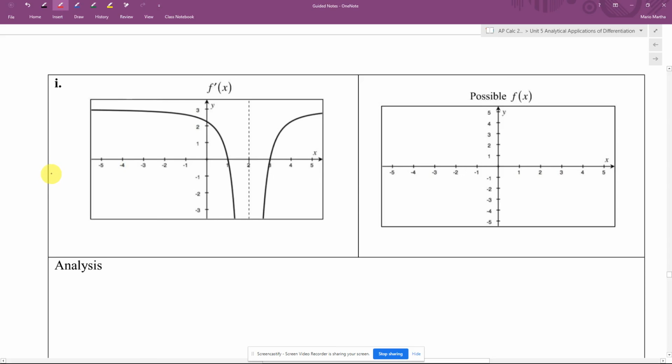So looking at example I of f prime of x, we have the graph here, and again we're going to be drawing the possible graph for f of x. So starting with our analysis, we're going to see where f prime of x is greater than 0, meaning it's positive. So we're going from negative infinity until it reaches positive 1 right there. So on the interval negative infinity to positive 1, and it's also positive from positive 3 up to positive infinity.